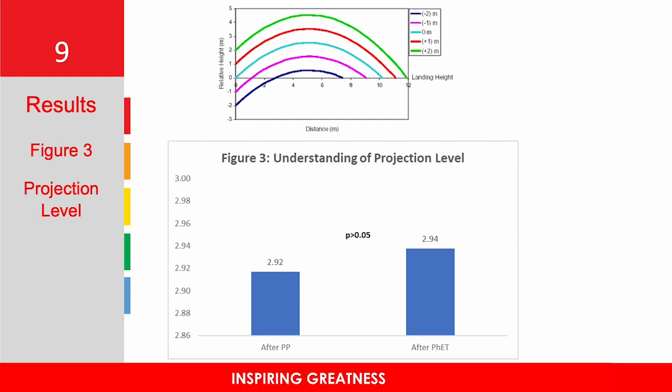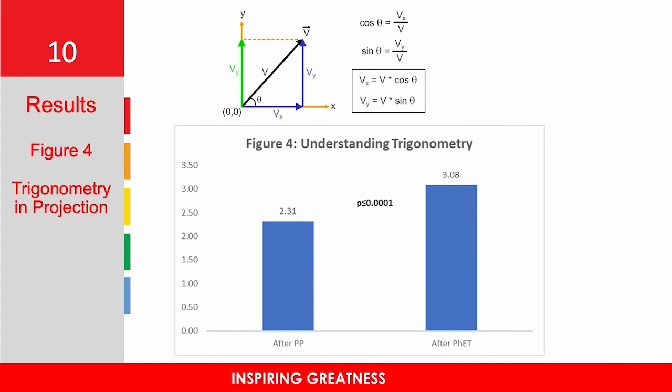Getting to the fourth set of results, dealing with trigonometry in particular. Trigonometry is required in projectile motion calculations in order to determine the horizontal and vertical components of projection from the resultant velocity. In this respect, students indicated a statistically significant improvement in their understanding of trigonometry from a rating of 2.31 to a rating of 3.08, respectively after the PowerPoint presentation and after using the simulation tool.